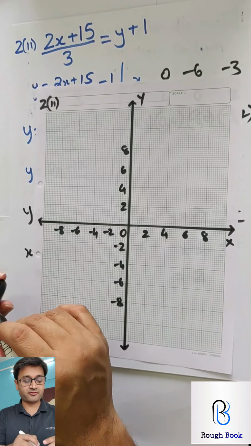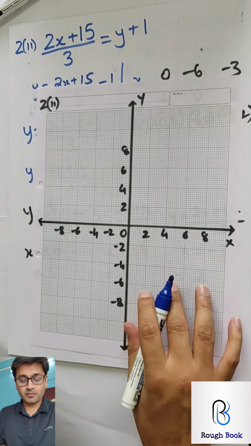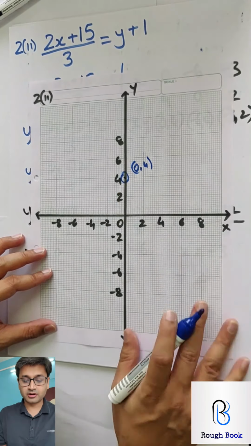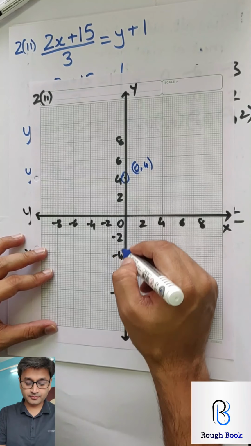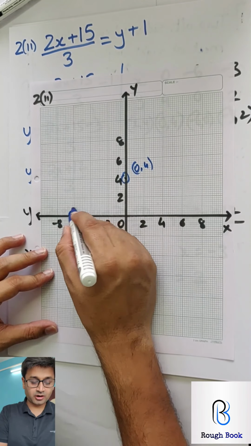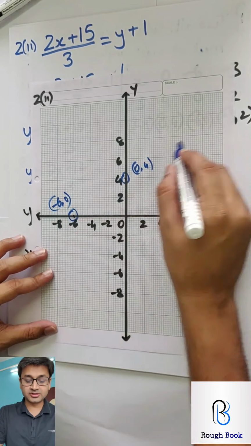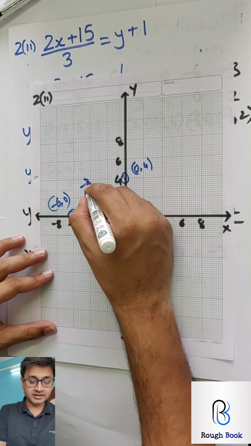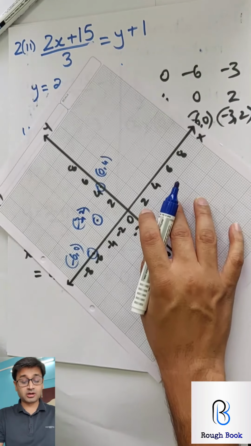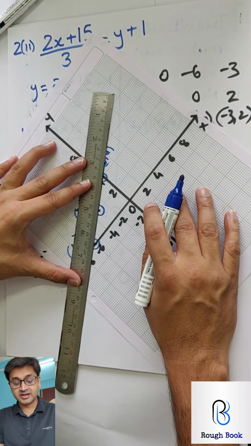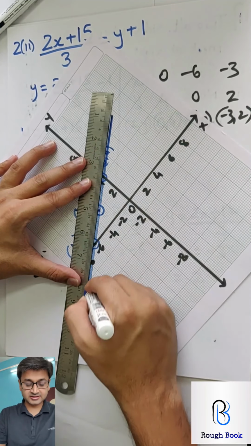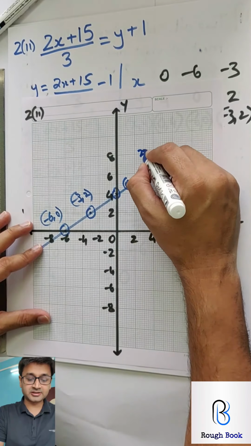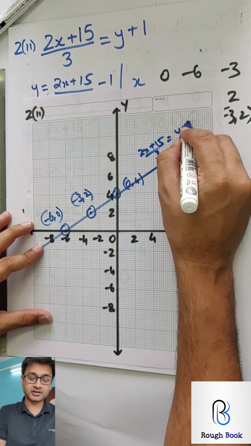First one, 0, 4. So 0, 4 will lie on the y-axis over here. Second one, minus 6, 0, on the x-axis. So the line goes somewhere like this. And minus 3, 2. Yes, I think the points are collinear. And you are lucky that you've already got the coordinates where it is hitting the x-axis and the y-axis directly. So write the equation over here. The equation you can write: 2x plus 15 by 3 equals y plus 1.